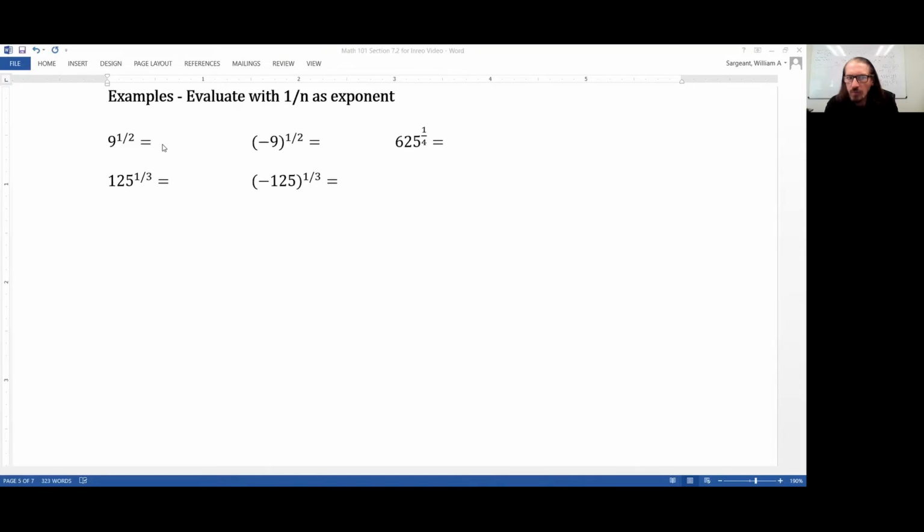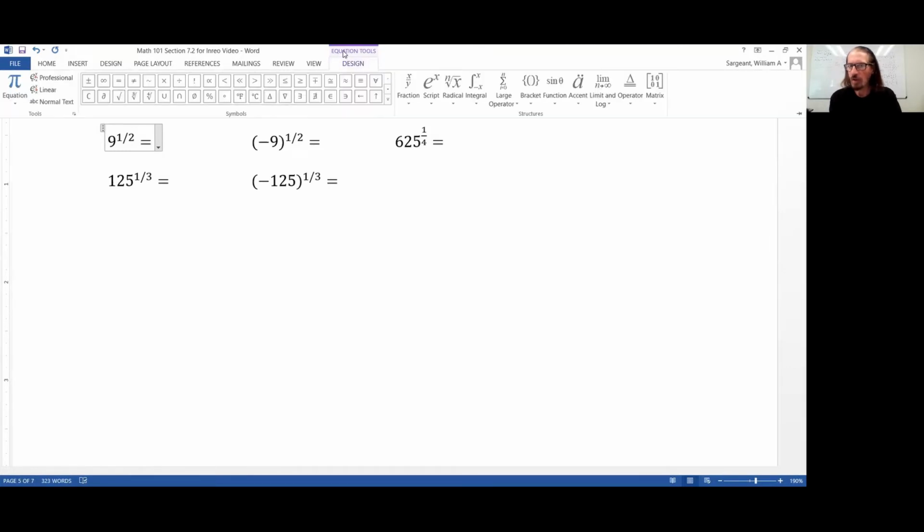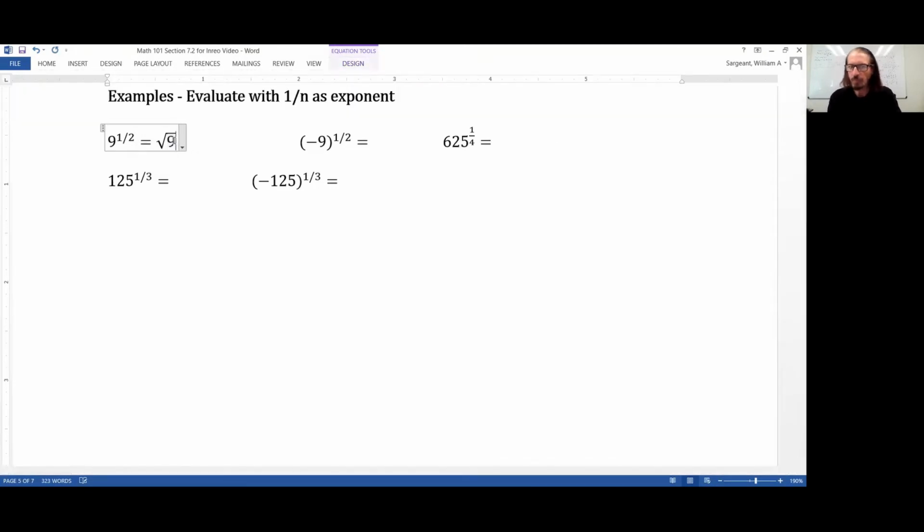Okay, so on these 5 questions, we are asked to evaluate. Since 9 to the 1/2 is the same as the square root of 9, they are just looking for us to say that that is equal to 3. We do not need to use a calculator for one like that because of that connection. This one is talking about the square root of -9, and that's not a real number.